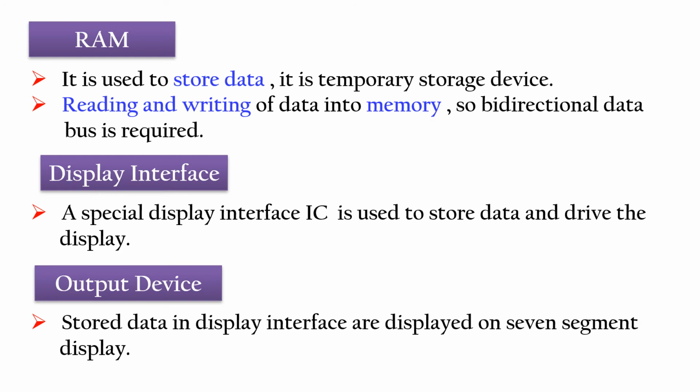Next is the display interface. Before the output display, we have a display interface. A special display interface IC is used to store the data and drive the display. So it stores the data before it is displayed. The output device is nothing but where the stored data is displayed. The display interface drives a 7 segment display.